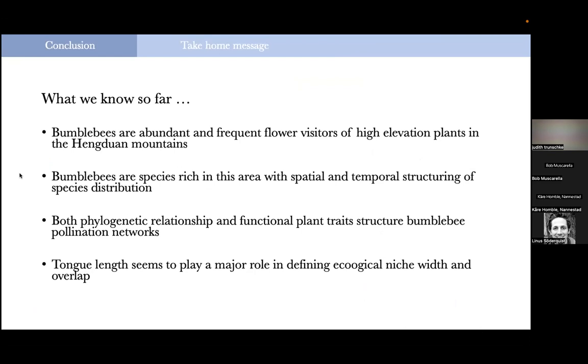So to conclude from our research so far, what we know is that bumblebees are abundant and frequent visitors at high elevation in the Hengduan Mountains. And the bumblebees are species rich, and they can co-occur stably to some extent because of their separation into spatial and temporal niches, which structures their distribution. And we also found that phylogenetic relationship and functional traits play a role in structuring these bumblebee-plant interaction networks. And tongue length seems to play a major role in defining the ecological niches and their overlap.